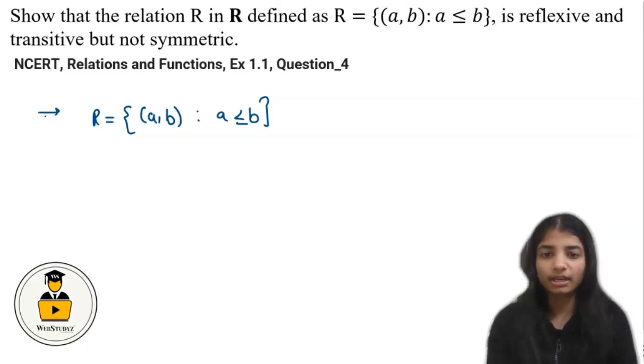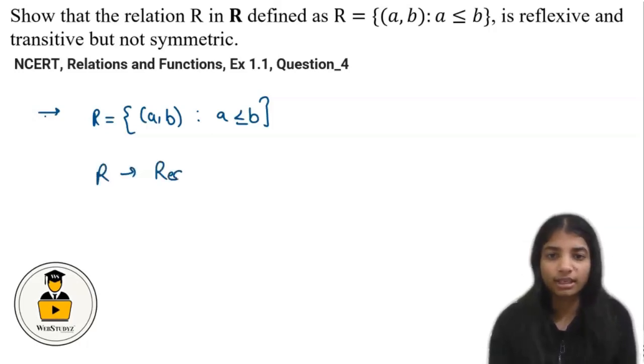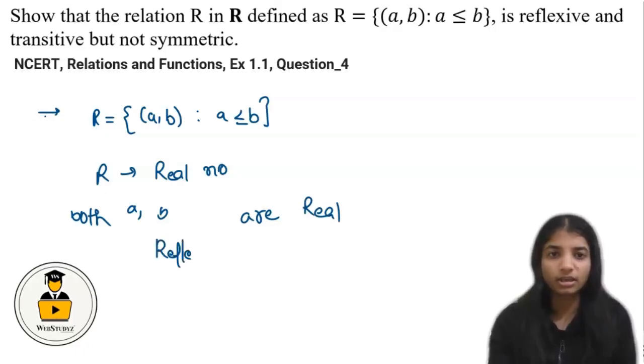And here we are given that R is a set of real numbers. So if R is a set of real numbers, both a and b are real. So from here, firstly we are considering the reflexive condition. Reflexive.